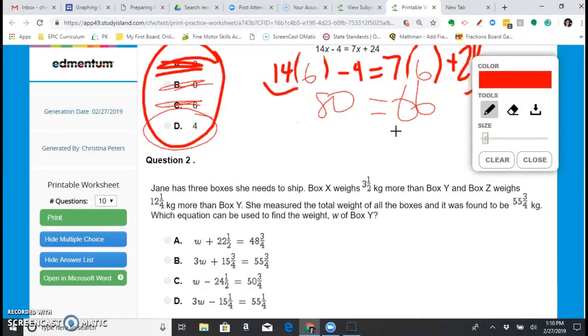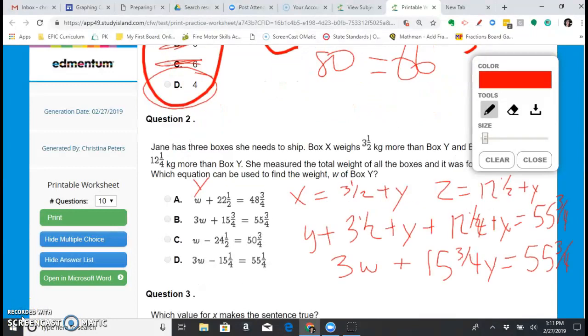Three and a half more. This might have been one that you just skipped and came back to later and guessed. But what I want to show you is X is 3.5 more than Y. Z is 12.5 more than Y. So you're actually going to have Y in there 3 times. So it's either B or D. And you're not going to subtract the weight of the other boxes. You're going to add the weight of the other boxes, and you can automatically get there.